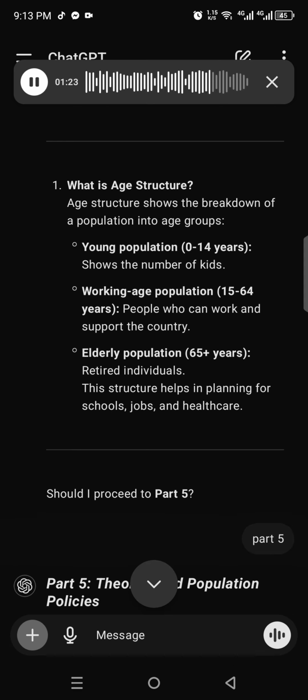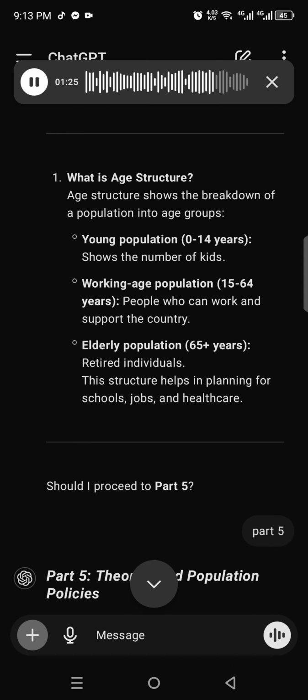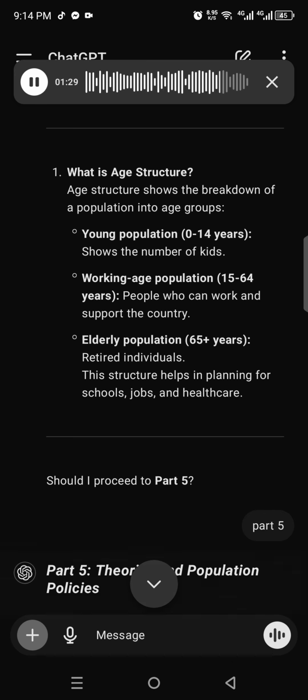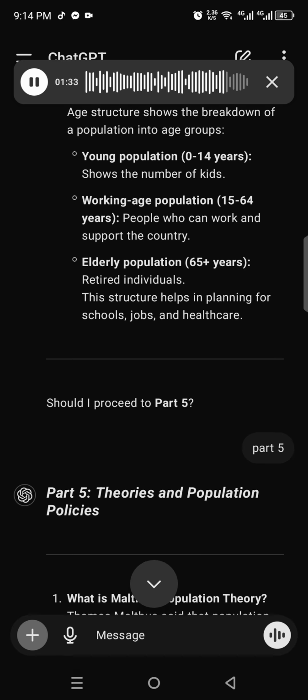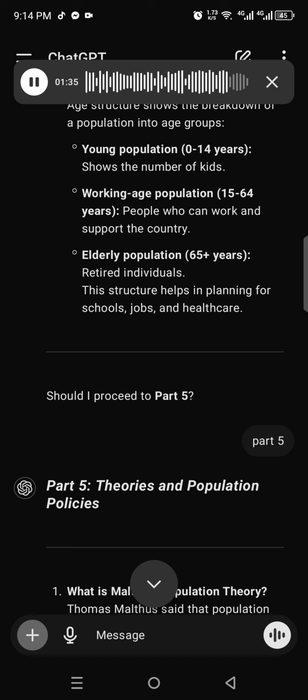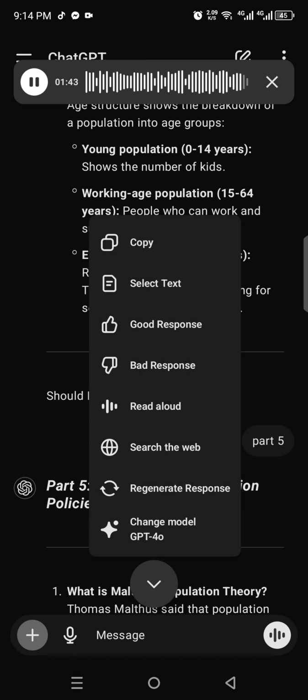5. What is age structure? Age structure shows the breakdown of a population into age groups. Young population, 0 to 14 years, shows the number of kids. Working age population, 15 to 64 years: people who can work and support the country. Elderly population, 65 plus years: retired individuals. This structure helps in planning for schools, jobs, and healthcare.